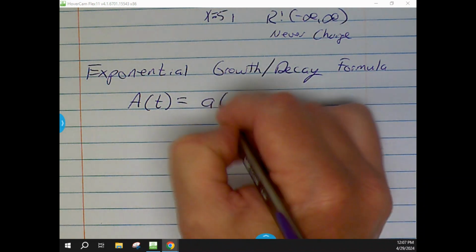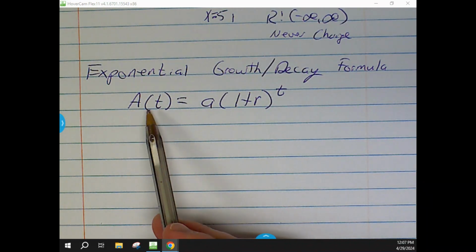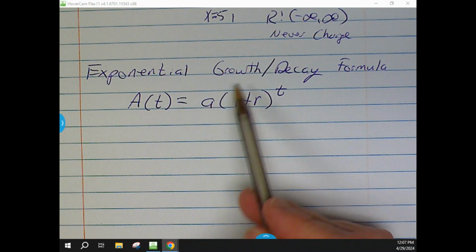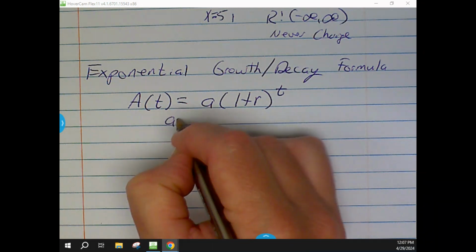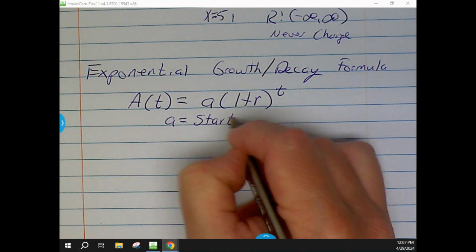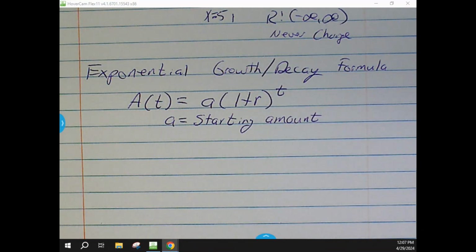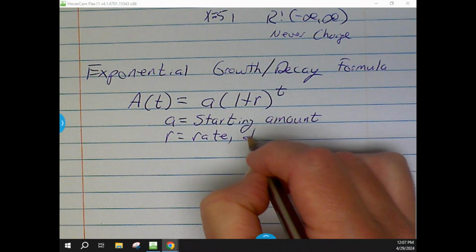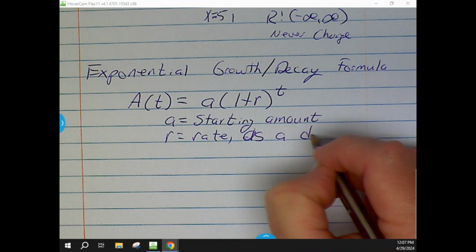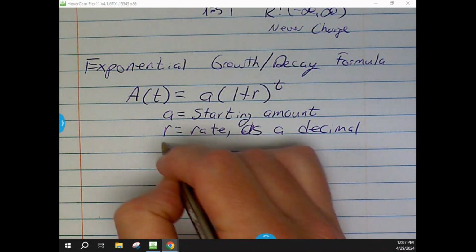Okay, so it doesn't really matter what it is that they're going to throw at you. It's always pretty much the same thing: capital A of t equals little a times (1 plus r) to the t power. Little a is the starting amount. The r is a rate. The only thing on that one, though, is you have to change it to a decimal. So they'll give it to you as 4% or 10% or whatever percentage. You just got to change that to a decimal, and then t is time.